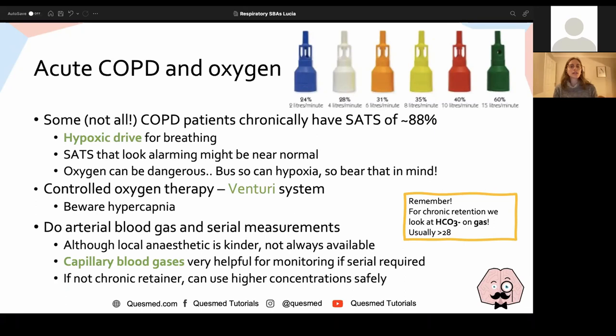And yes, in these particular patients, oxygen is dangerous, and you will be wanting to deliver oxygen through a Venturi system. But again, if this is the first time you've seen a patient, you've just walked into the A&E cubicle and you're about to take a history and they're hypoxic, just give them a bit of oxygen, get a blood gas, and then you'll have your answer pretty quickly.